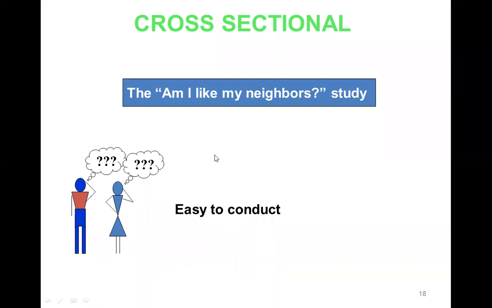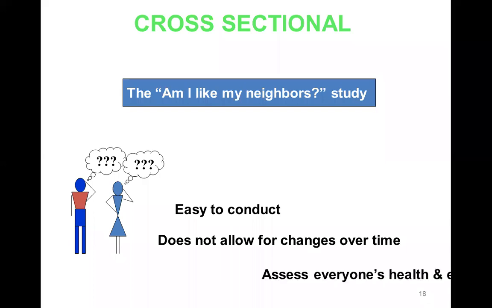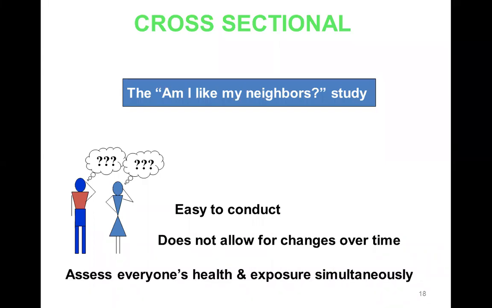Cross-sectional studies are easy to conduct. They don't allow for changes over time, unlike a case control study or a cohort study, where you can look at people over time. I think of the cross-sectional study as a snapshot of what's happening right now. You assess everyone's health and their exposure simultaneously. You don't worry as much about the controls because you're asking everybody. So it's really a matter of, what do you look like?